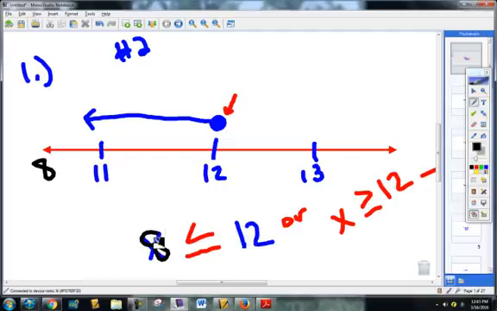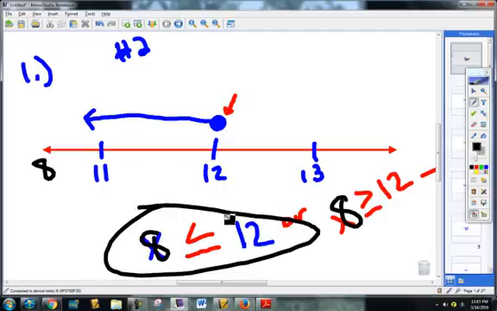If I took 8 and plugged it in there, which one of these would be true? Would it be 8 is less than or equal to 12, or would it be 8 is greater than or equal to 12? Obviously, this would be the answer. x would be less than or equal to 12.